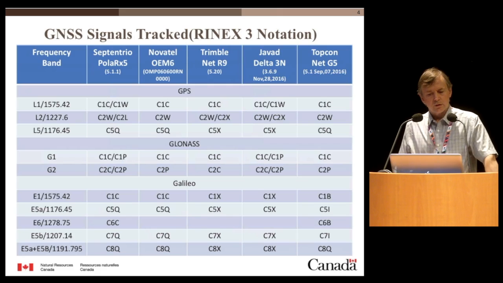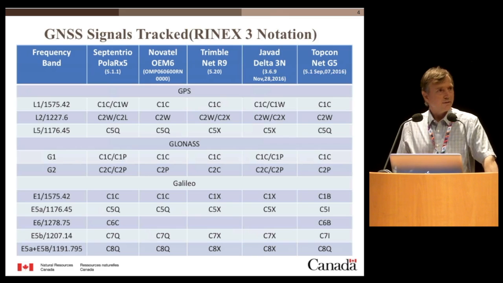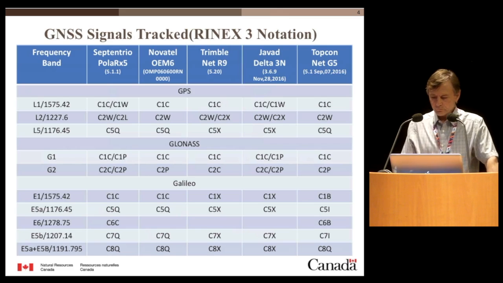We have common signals for GLONASS. Now, on the Galileo side, the Septentrio tracks the Q signals, as does the NovAtel, and Trimble and Javad track the X signals. So those are differences that we'll have to account for.